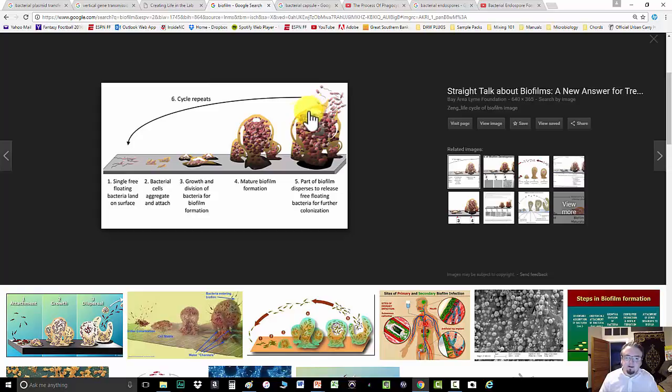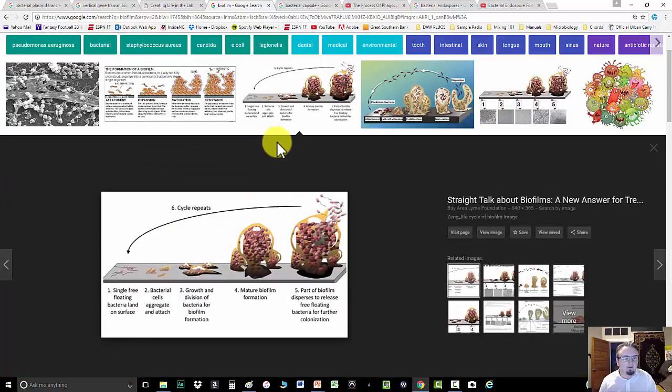So the idea is that some of these cells that are released, often referred to as planktonic cells, sometimes called pioneer cells, release out, start the whole thing until they form a colony, and then eventually more cells get released and the whole process starts over again. This is an illustration.